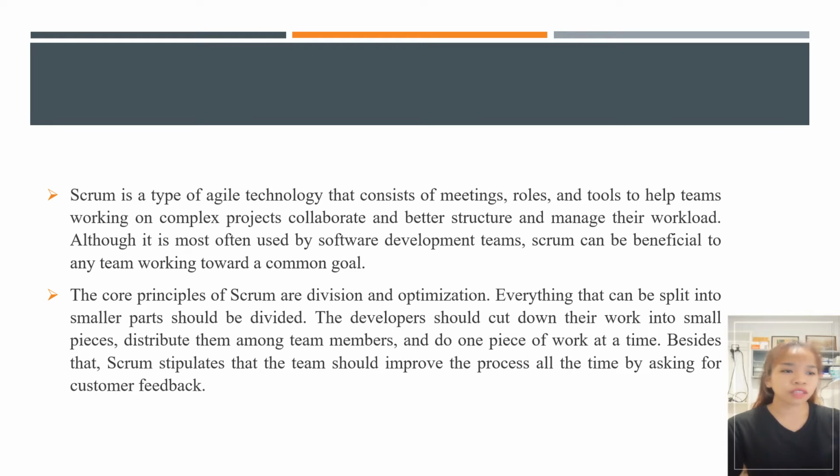Although it is most often used by software development teams, Scrum can be beneficial to any team working toward a common goal. The core principles of Scrum are division and optimization. Everything that can be split into smaller parts should be divided. The developer should cut down their work into small pieces, distribute them among team members, and do one piece of work at a time. Besides that, Scrum stipulates that the team should improve the process all the time by asking for customers' feedback.